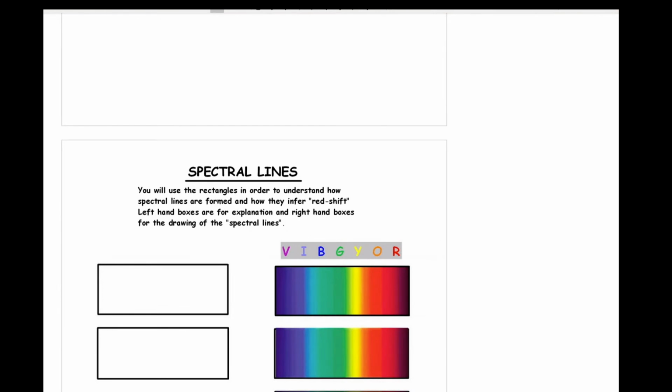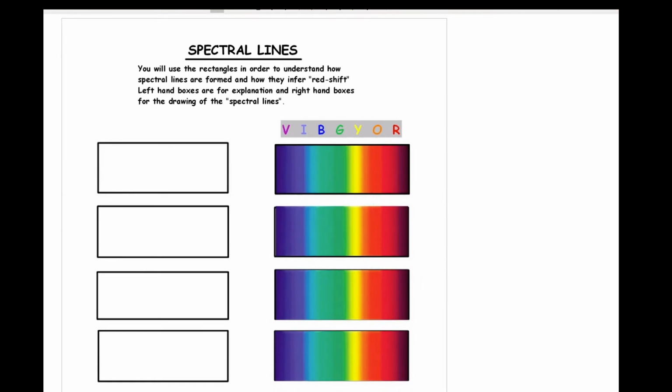Now, spectral lines. White light contains Roy G. Biv. We know that elements in stars absorb certain wavelengths of light. So I'm going to put some in. This is all the hydrogen and the helium and everything that makes up the stars. So that's the light that we get from, let's say, our sun.